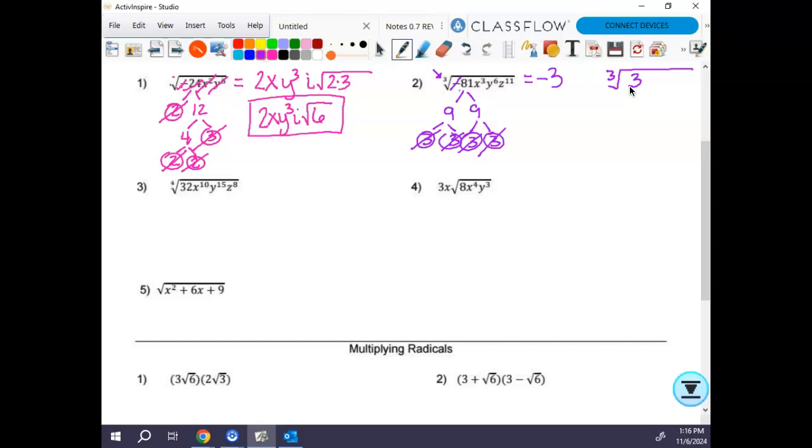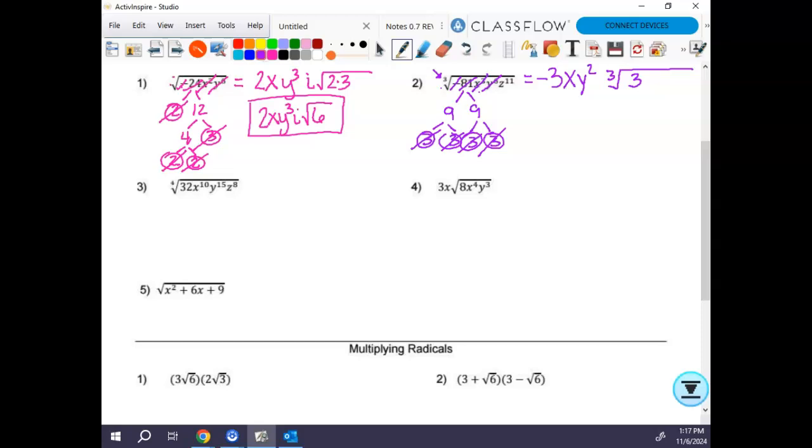So then I look at x cubed. I take the exponent, divide it by the index. So 3 divided by 3 is 1. No remainder, so an x comes out. Then I look at y to the 6th. 6 divided by 3 is 2, so y squared comes out.